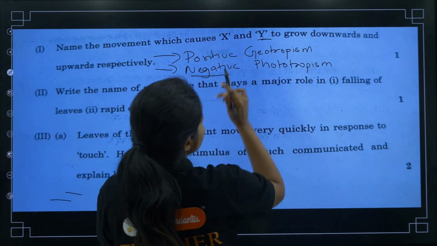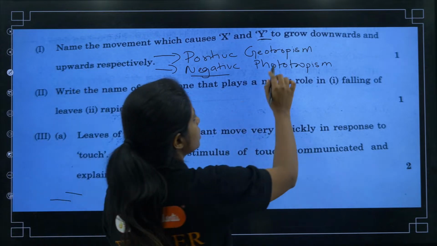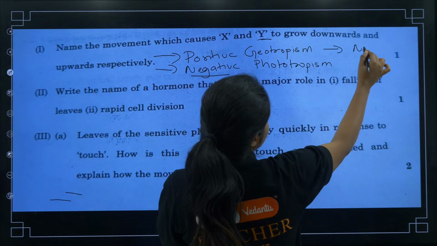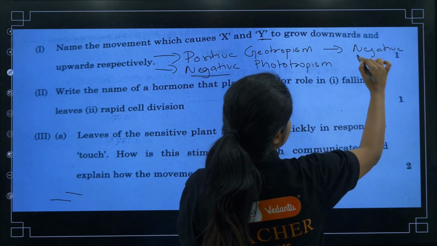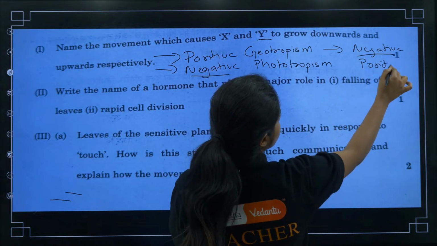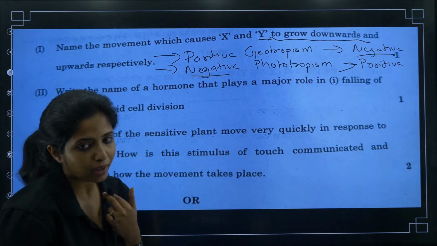Now why does the shoot grow upwards? Why do you think it grows upwards? The shoot grows upwards because of the opposite reason. They are going to show negative geotropism. They are going to move away from gravity and they are going to show positive phototropism. They are going to move towards the light. So this is what you have to write for Y.